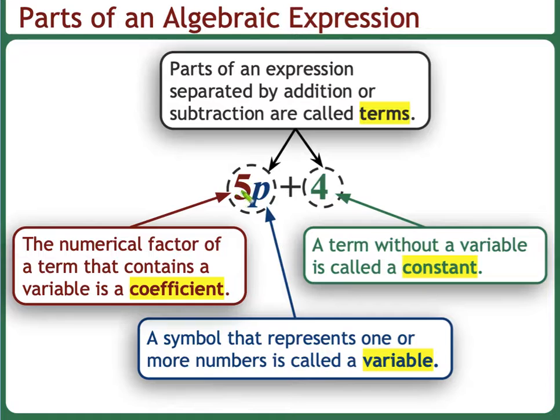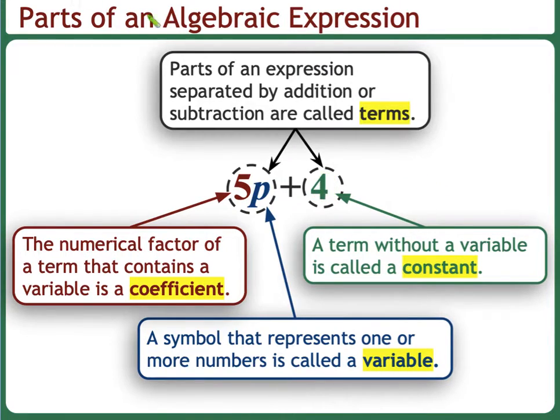Now remember the stem co means with, and the 5 is with the variable, so that's how we know it's a coefficient. So this 5 is our coefficient for the term. Now we also have terms that do not have variables. If you have a term that does not have a variable, well, it's going to stay constant. So in this case, the 4 is a term that is a constant.